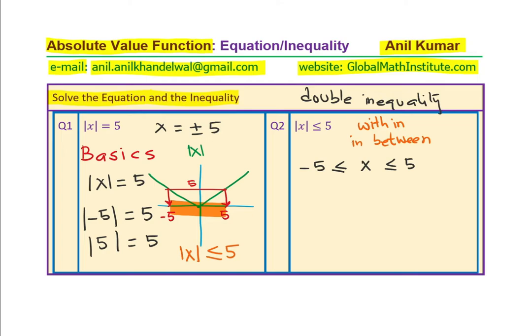On a number line, if I have to represent this solution, let us say this is my number line. Let this be 0. Then here we have minus 5 and here we have plus 5. What we are talking about is in between minus 5 and plus 5. But we are saying less than or equal to. Since we are saying equal to, we'll fill this up. So we have the filled in circles, including both plus and minus 5.